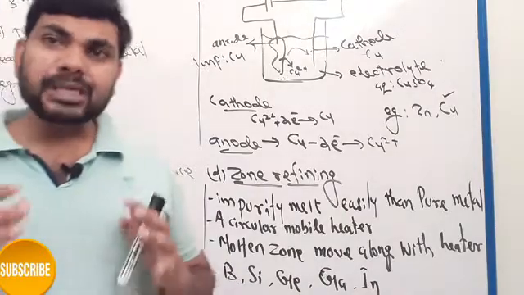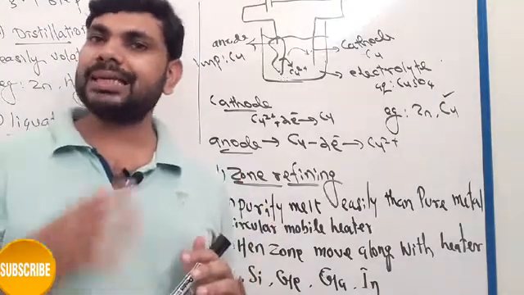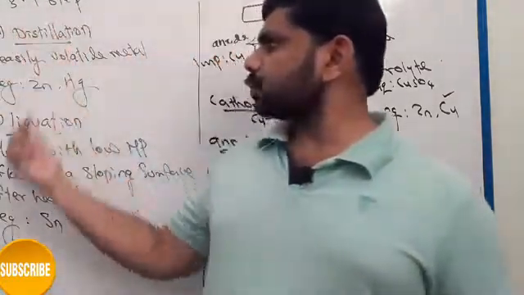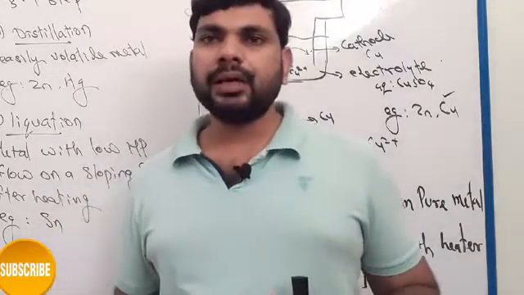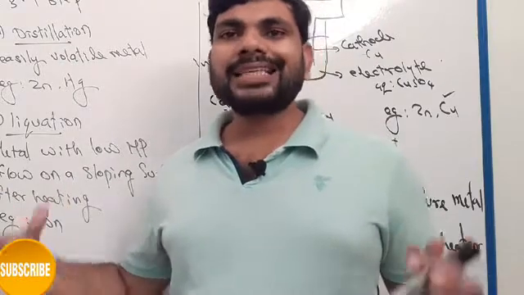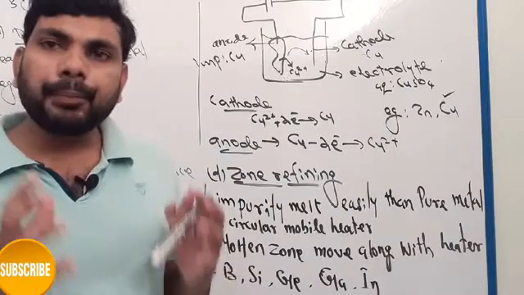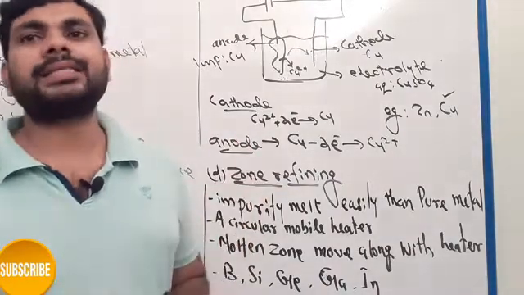The basic principle for this method: impurities will melt easily, not the metal. In the earlier cases we discussed, the metal can change to vapor easily, or the metal will melt, or the metal has a low melting point. But here in zone refining, the impurities have a low melting point and they melt very easily.